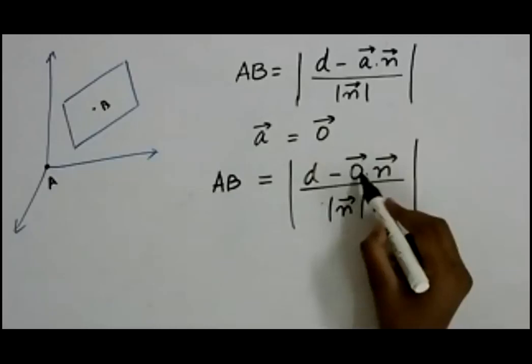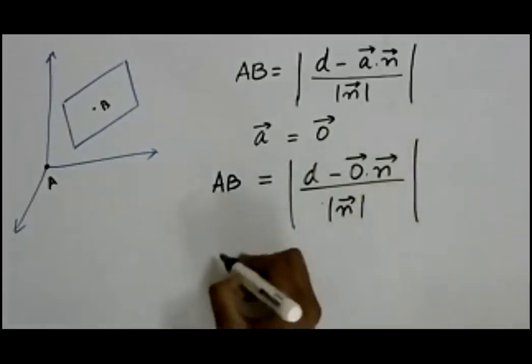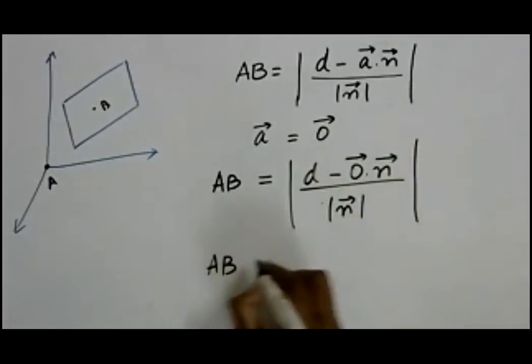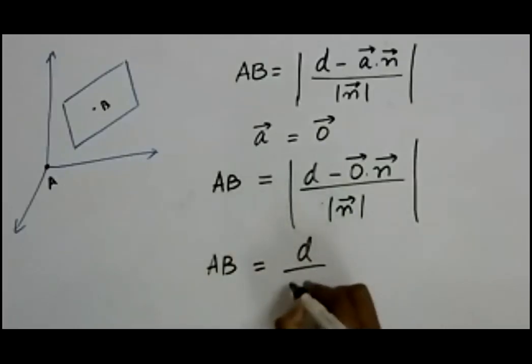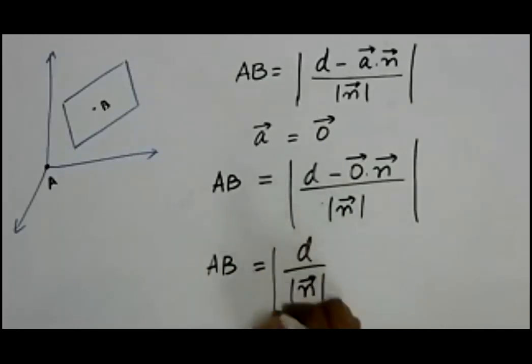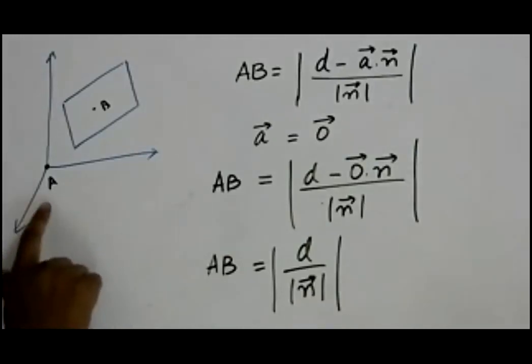But any vector dotted with 0 vector is again 0. So we have AB is equal to d upon magnitude of n vector. So this is the perpendicular distance from the origin to the plane.